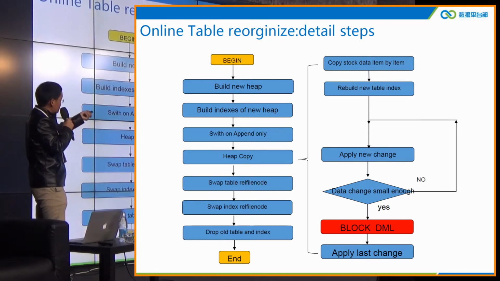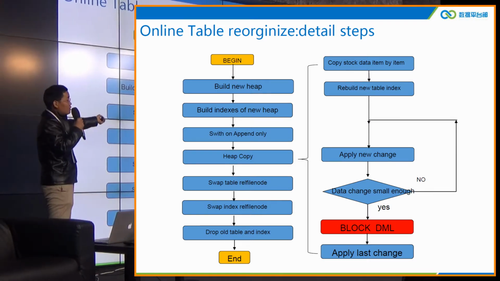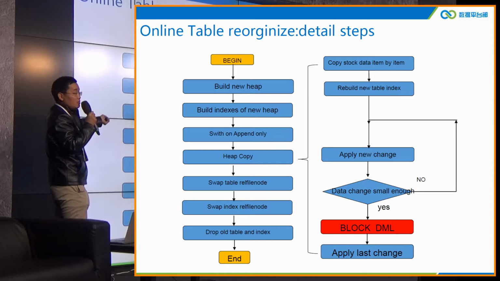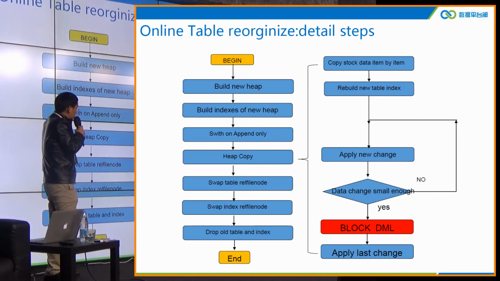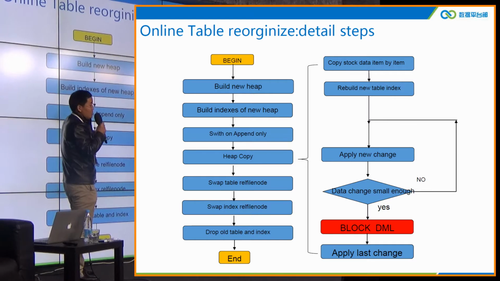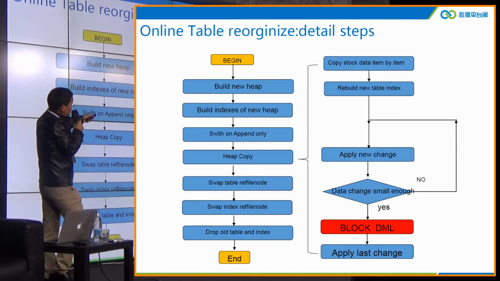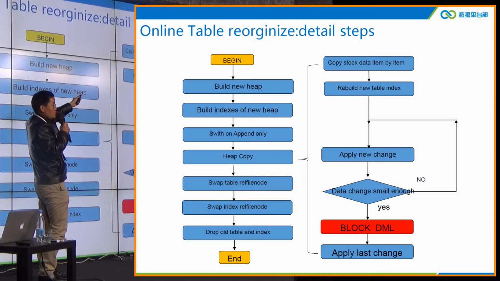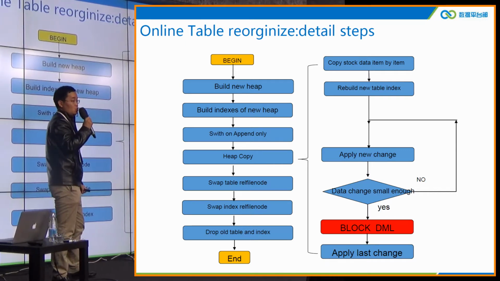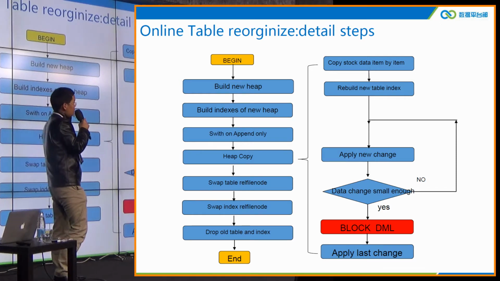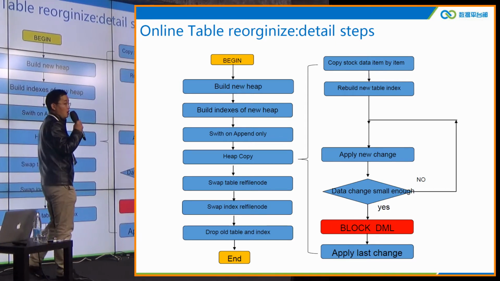After this, we switch on append only. So until now, we didn't block any updates or any DML of the heap. And then when we go into heap copy, this step is the real hard one. At first, we just use the common step, copy stock data atom by atom into the new heap. After we finish the stock data copy, we rebuild the index on the stock data.